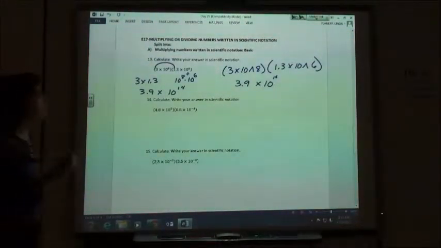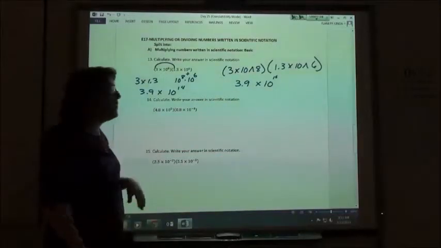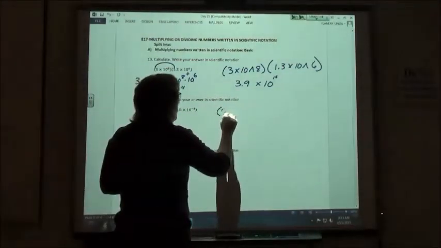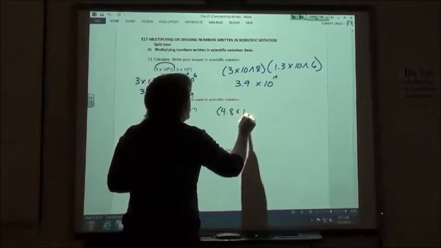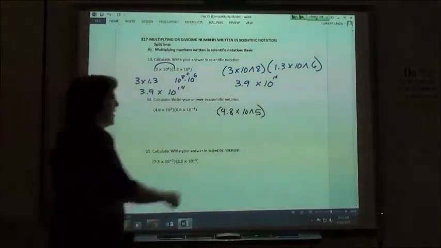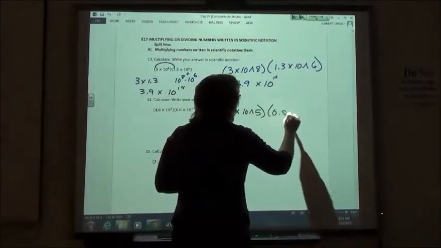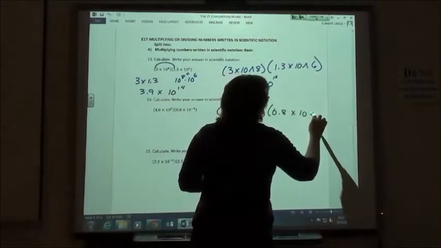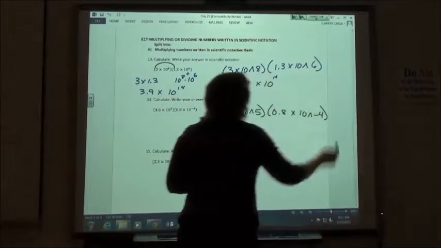So number 14, we're going to do that one both ways because it's going to look a little bit different on your calculator. So if you do 4.8 times 10 to the 5th power, so 10 caret 5, and then 0.8 times 10 to the negative 4th power.